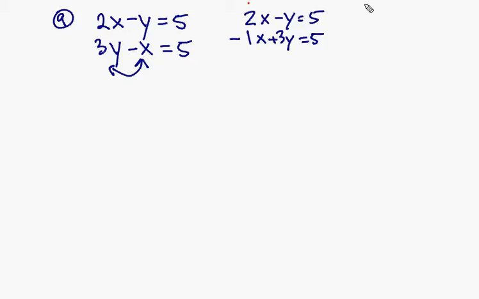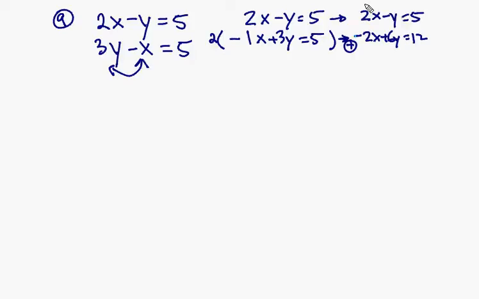Alright, at this point, in order to get rid of my x's, I'm going to multiply the second equation by 2. I'm not going to do anything to the first equation, I'm just going to move that over. So I have 2x minus y equals 5. Then multiplying the second equation by 2, I get negative 2x plus 6y equals 12.